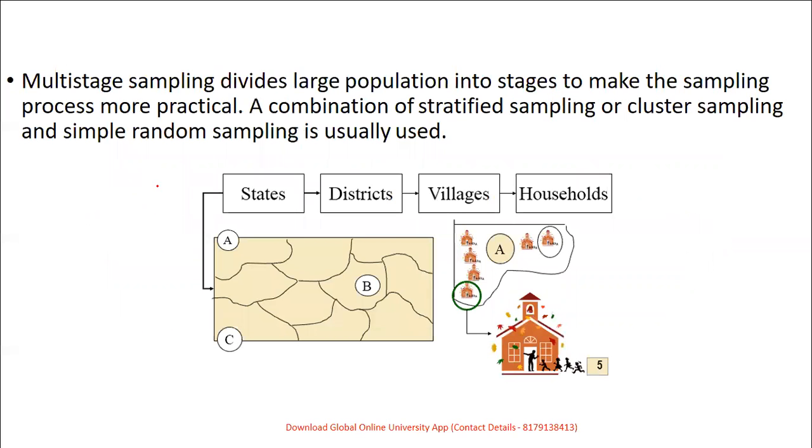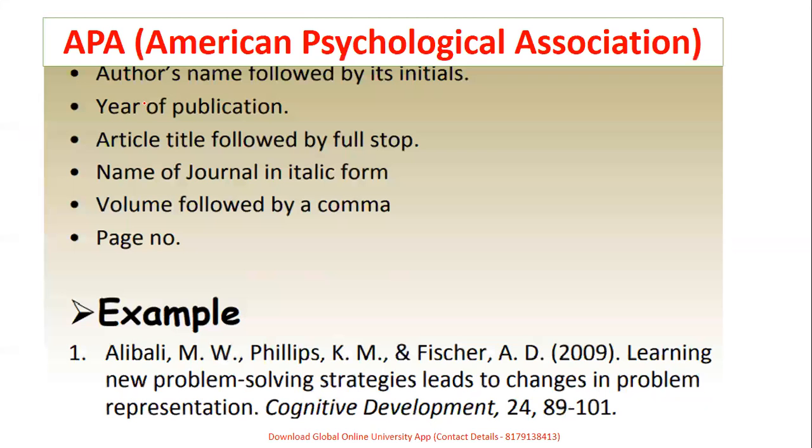Then you have multi-stage sampling. Multi-stage sampling divides the sample into various stages, for example, states, districts, village, household. A combination of stratified or cluster sampling and simple random sampling is usually used in multi-stage sampling. So a sampling question will definitely be there. You should be completely aware of this.